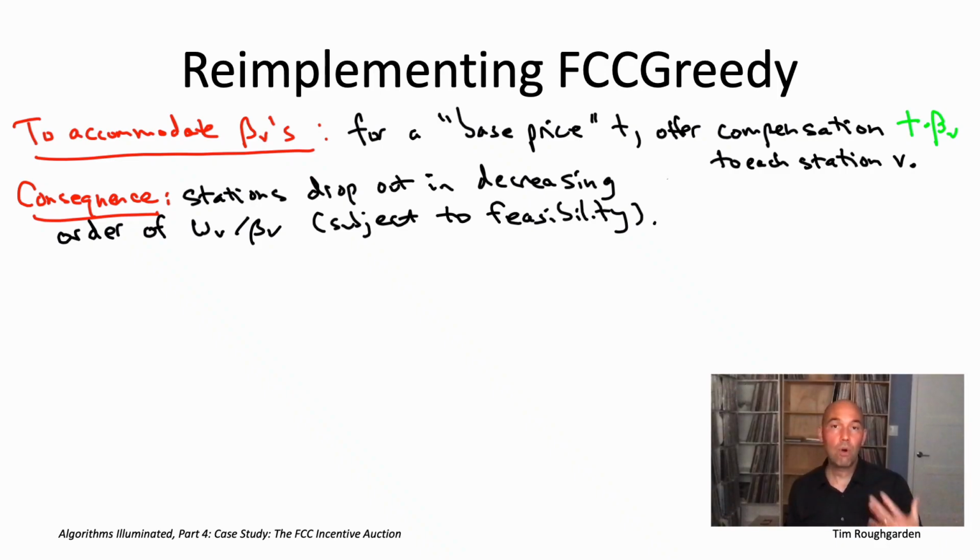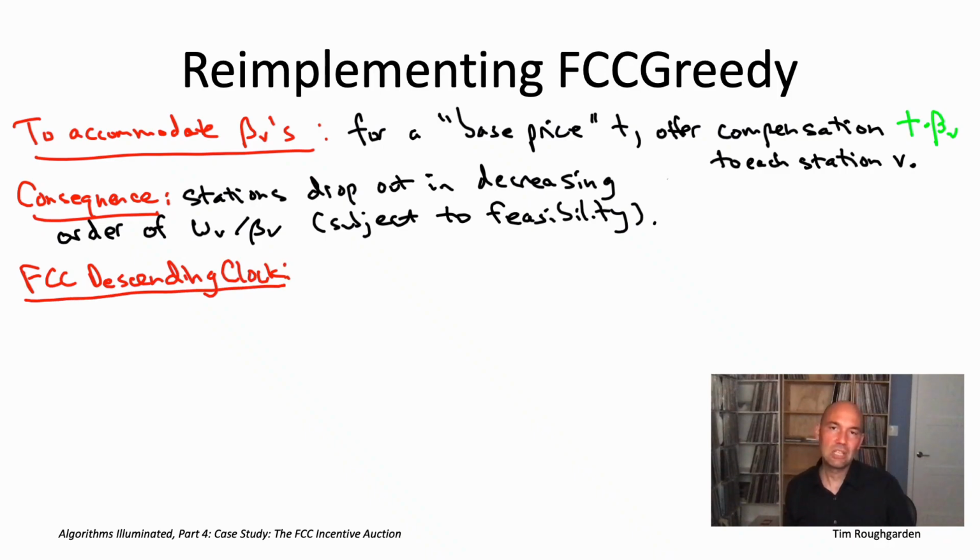So that brings us to our auction-like reimplementation of the FCC greedy algorithm. I'm going to call it FCC descending clock. This type of algorithm is known as a descending clock auction. The clock here corresponds to that base price t, which is dropping with each iteration.